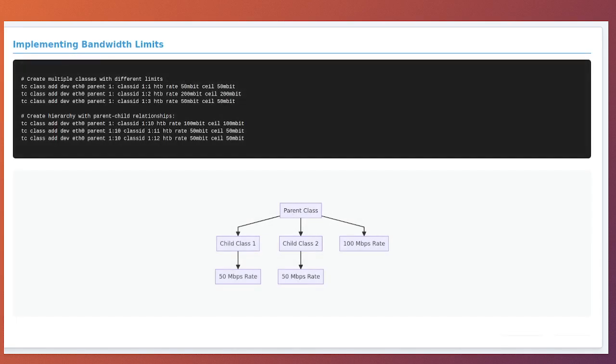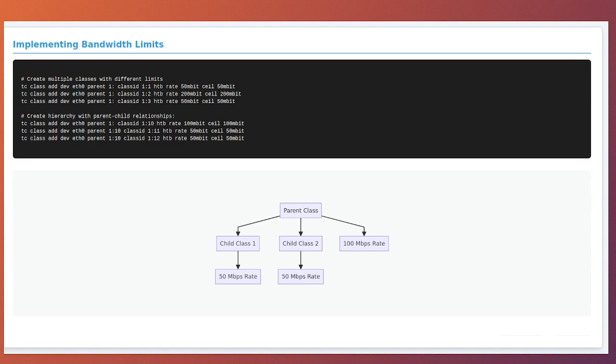Implementing bandwidth limits. With the foundation in place, we can now implement specific bandwidth limits for different types of traffic. Let's create a practical example with multiple classes. We will set up 3 classes: one for critical services, 50 megabits per second, one for general user traffic, 200 megabits per second, and one for background downloads, 50 megabits per second. First, we add the classes with their respective limits.